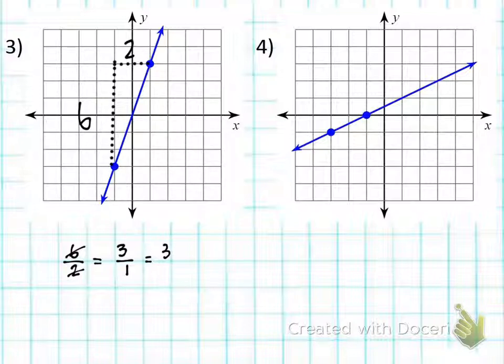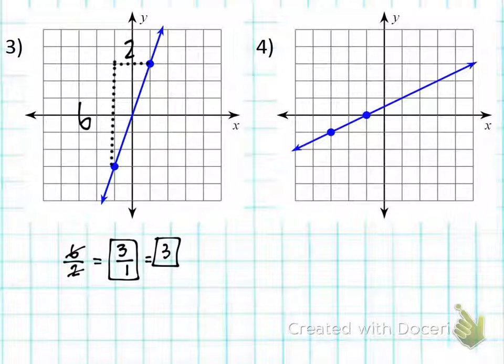When I ask, what's the run of this slope? What's the run on this slope? 1. How much is it rising? 3. Does that make sense? So both of these answers are correct. 3 over 1 or 3. Okay? Number 4. Go. By yourselves, I want you to take about 15 seconds, and then I want you to show your answers to your neighbor.